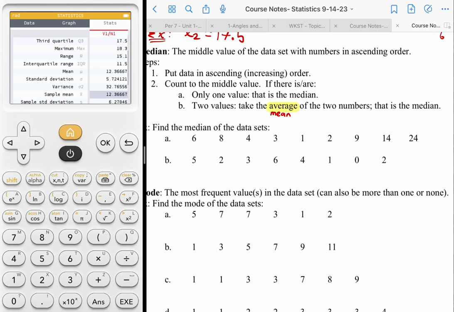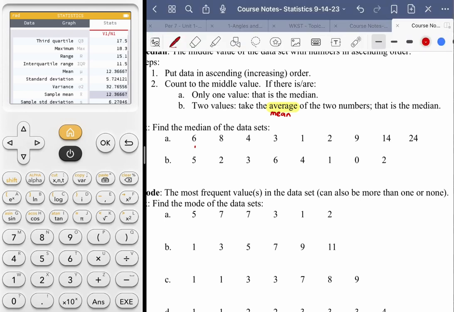So first step would be to put it all in increasing order. I'll start with the smallest value that I see, which appears to be a 1. Then the next smallest, which is a 2. You can cross them off as you go if you want. 3, 4, 6, 8, 9. Then the 14 and 20. The 9, 14, and 24 are actually all in the correct order to begin with, so that's good. So we had to basically unjumble it.